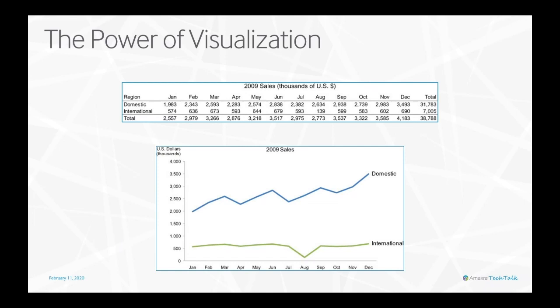We can also see that international sales were mostly flat with a dip in August. Was that dip clear in the spreadsheet above? This is the power of data visualization. We can quickly see trends, make decisions, and identify potential opportunities by looking at visual representations of the data versus raw data on a spreadsheet.